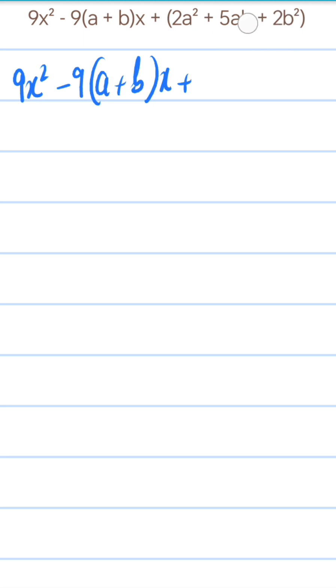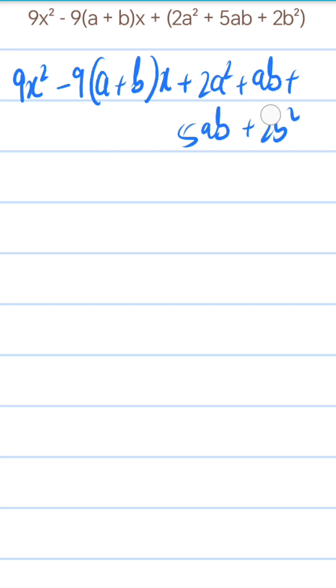Now, let's factorize this. If you multiply the first term and the last term, you are going to get 4a²b². So let's break this middle term into ab and 4ab. So we can write 2a² + ab + 4ab + 2b². First I'm going to show you that you can factorize this last part. In the next step you're going to get 9x² − 9(a + b)x.